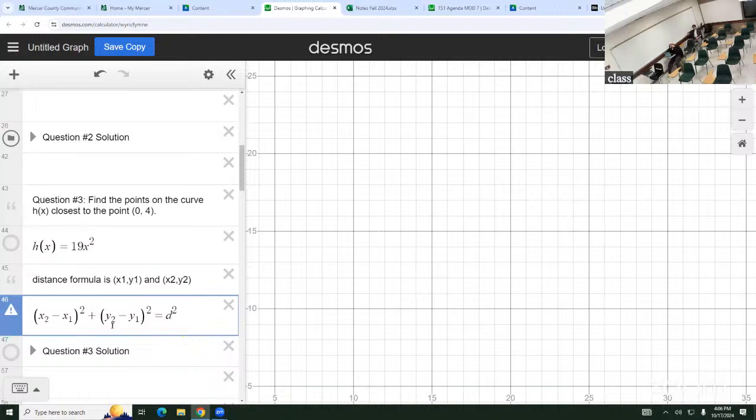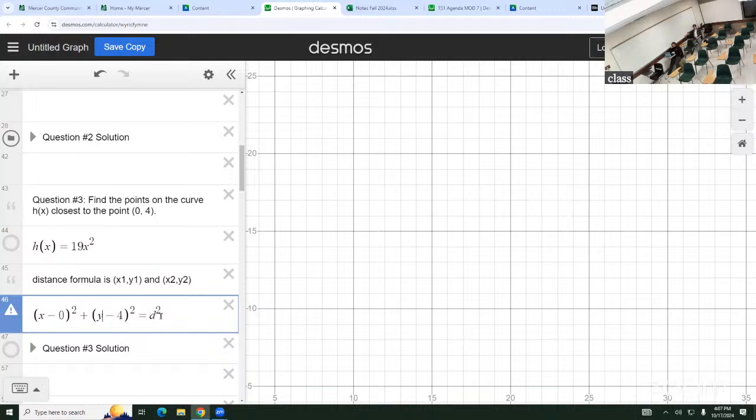So that's the formula. Now they're telling you one of the points is (0, 4). And the x and the y are coming from the graph. It's the distance between those points and the graph. The graph points are just going to be x and y. Except that now, if I put the d squared in front, let me just put it here. D squared.